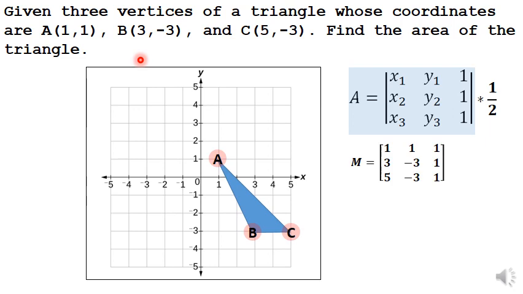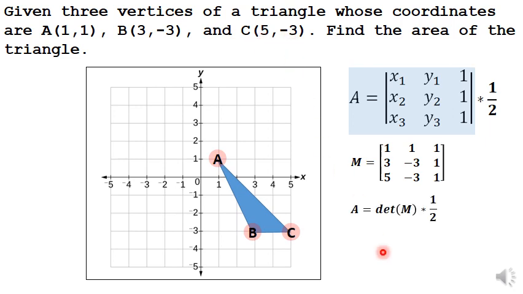So we write this one as our x1, y1, and a constant 1, then x2, y2, and the constant 1. And lastly, we have the x3, y3, which is 5 minus 3.